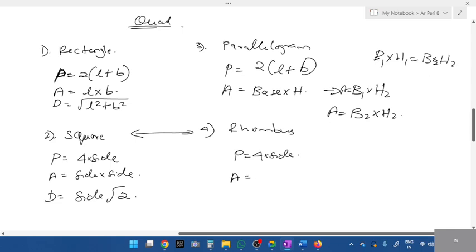Next, rhombus. Even rhombus has two formulas. What is it? Base into altitude. Altitude, right? Same as parallelogram. Base into altitude, right? If not, half into the product of the diagonals.